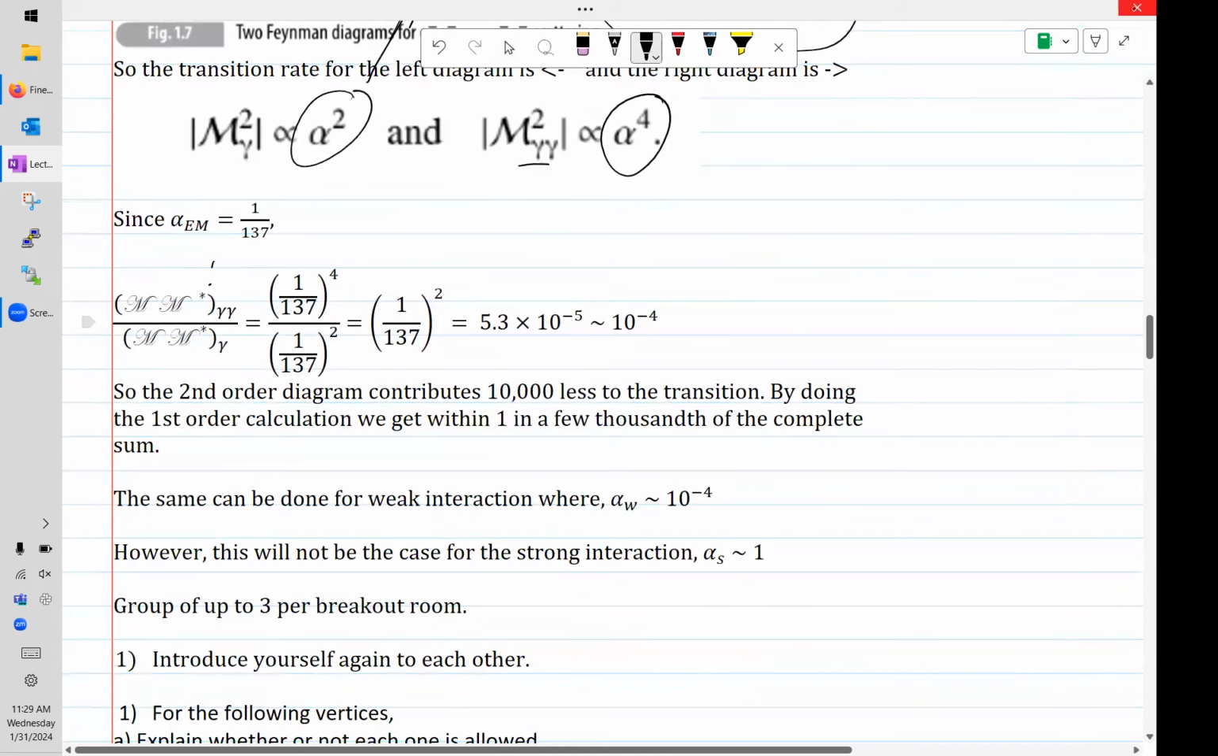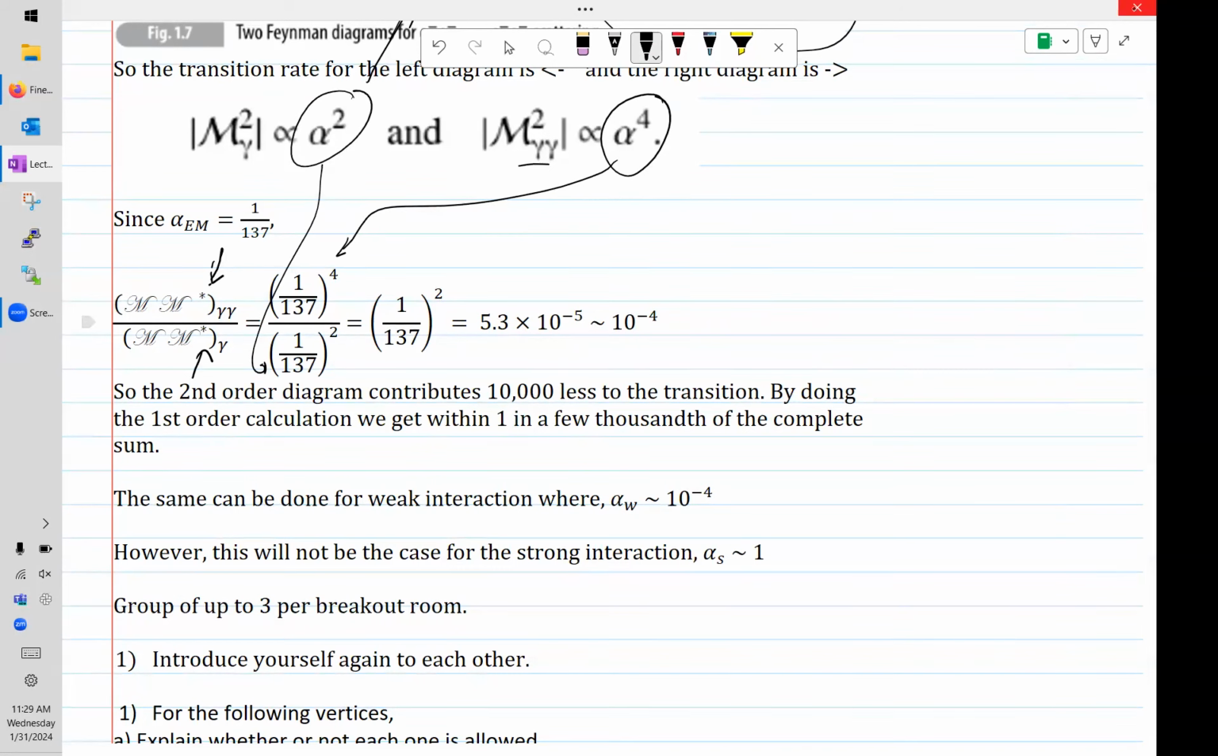So the probability for having 2 photons exchanged between electrons versus the probability of having just a single photon exchange is going to be proportional to alpha to the 4th power on top, alpha squared on the bottom, right? If you check through your calculator, you get a number that's 5 times 10 to the -5, or about 1 in 10,000. We're just going to do order of magnitude.